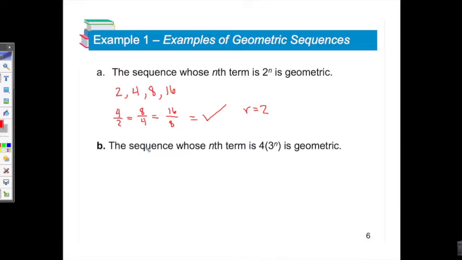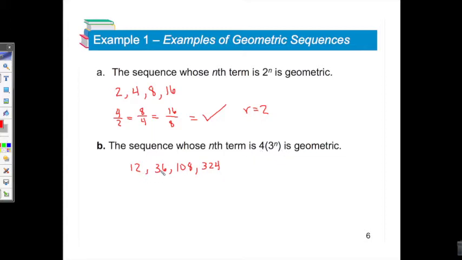Now let's check B. Does B have a common ratio? Well, let's check it out. We got 4 times 3 to the n, so my first term would be 3 to the first, which is just 3. 3 times 4, 12. My next one would be 3 squared times 4. 3 squared is going to be 9. 9 times 4, 36. My next one would be 3 to the third, which is 27. 27 times 4, 108. And then my next term, we'll go up one more. It's going to end up being 324 when I do 3 to the fourth times 4.